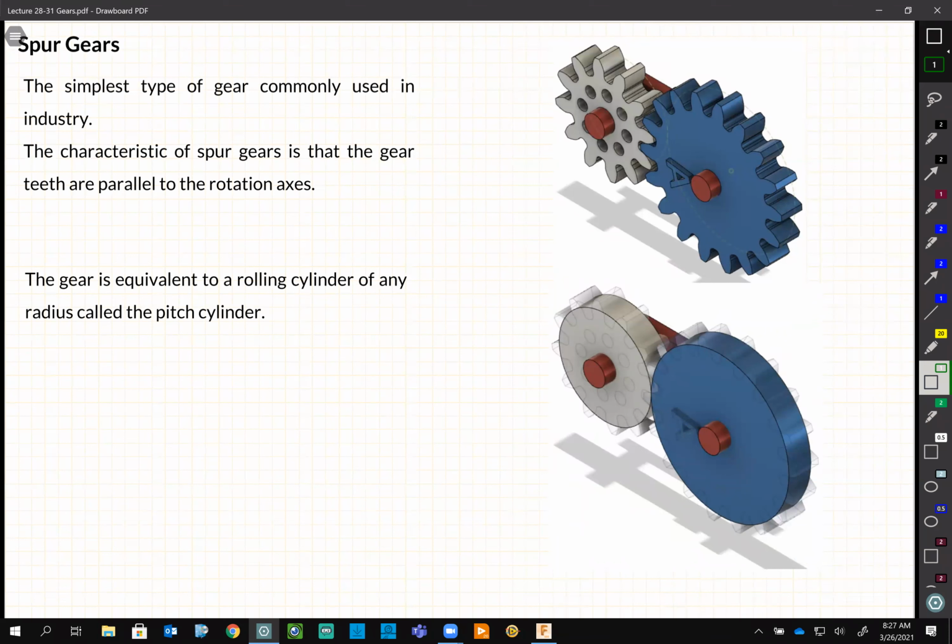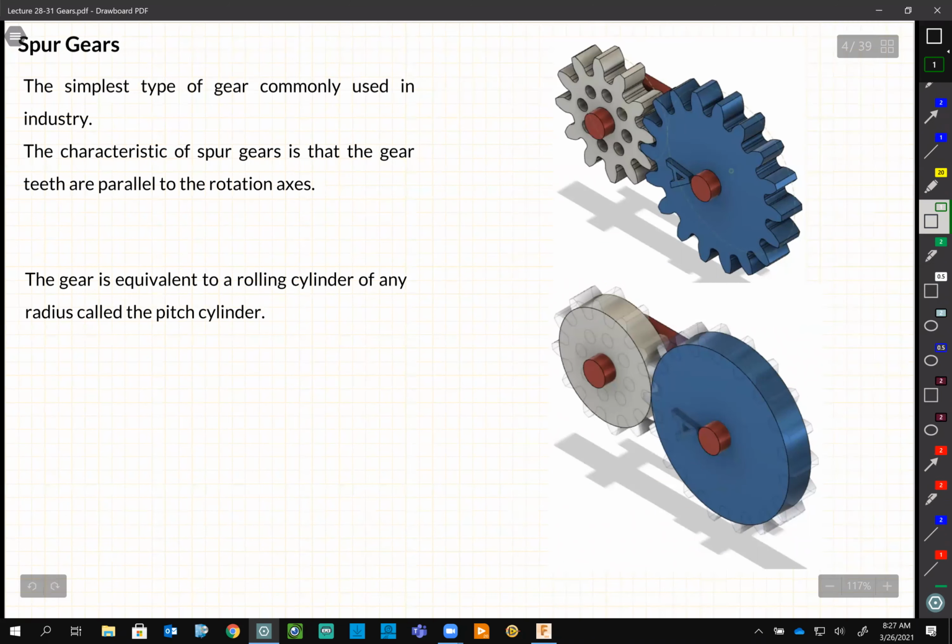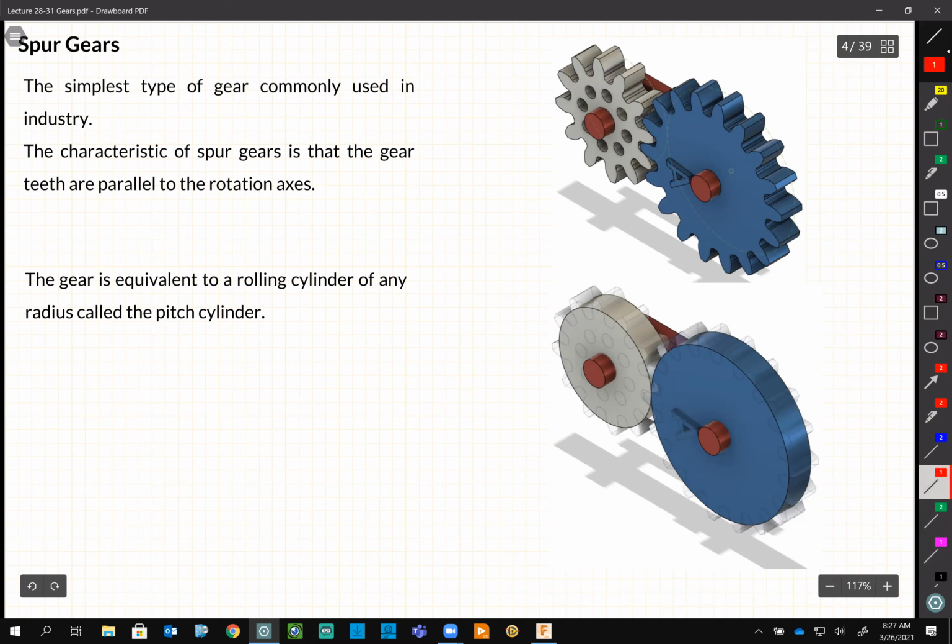So spur gears, as I said, are the simplest one. The main feature of spur gears is that the teeth are parallel to the main axis, right? Let's say if you look at the edge of each and then the main axis, they are parallel to each other. And they are called a spur gear.